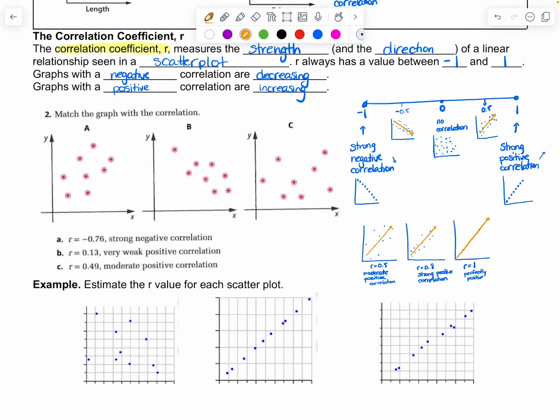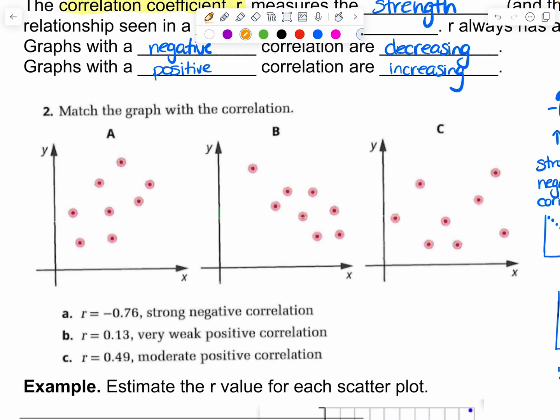So let's go through this question. Match each graph with the correlation. Which of those graphs could have an R value that is negative 0.76? Negative means the trend is decreasing. Strong means they're somewhat close together. They're not lined up, but they're not really far apart. If you look at A, B, and C, B is the only one with a negative correlation. So I would say B matches R equals negative 0.76.